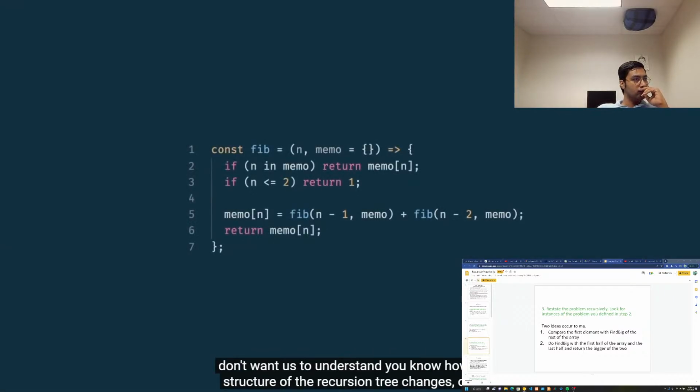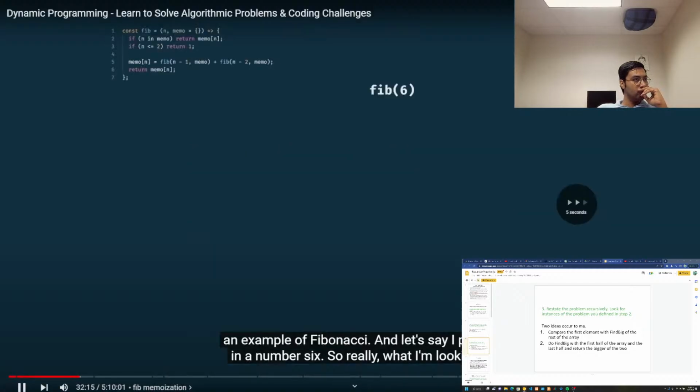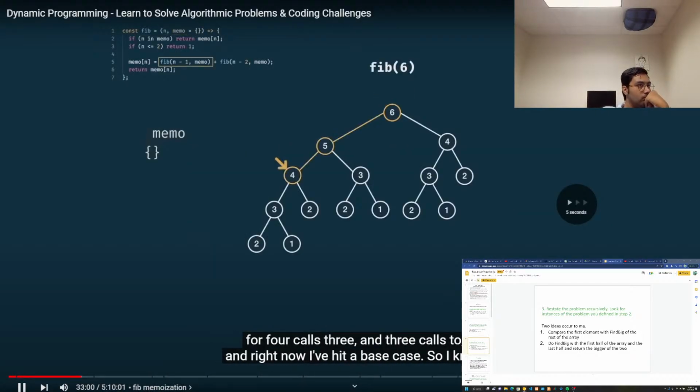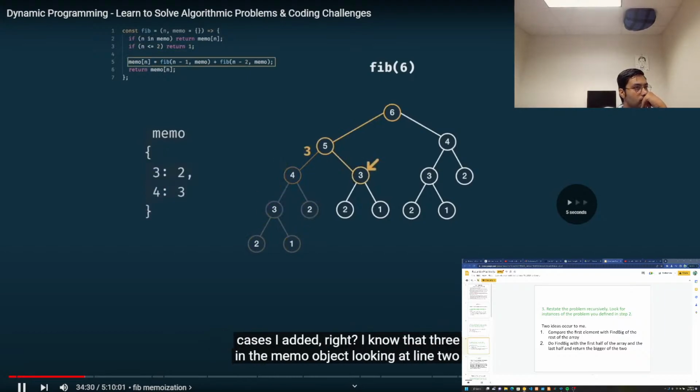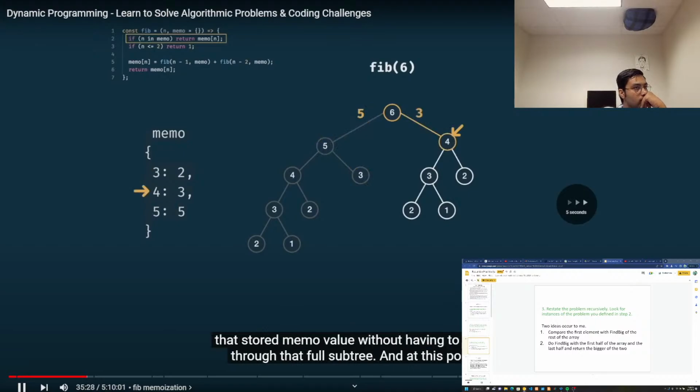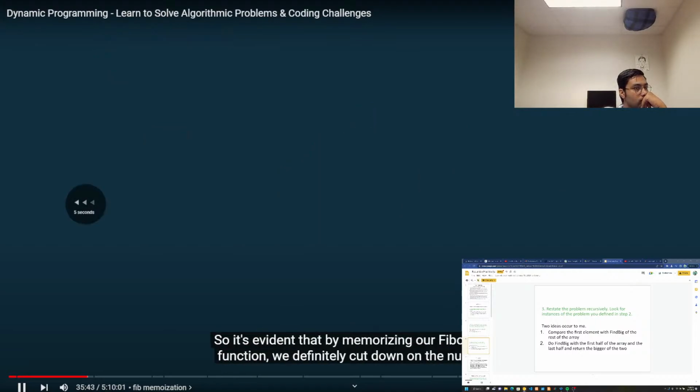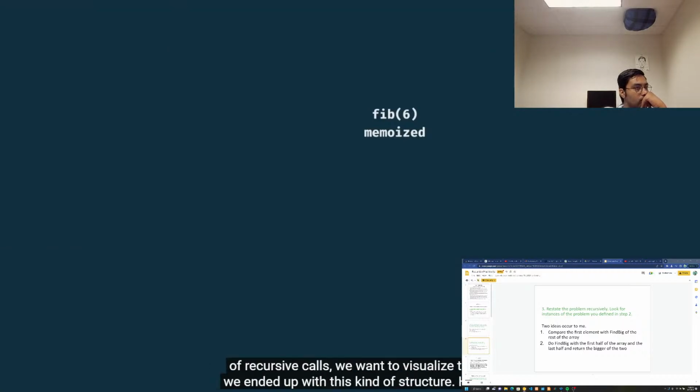However, I really want us to understand how the structure of the recursion tree changes once we implemented this memoization. Once we add a value to my memo, I can fetch it for the rest of the recursive calls. It's evident that by memoizing our Fibonacci function, we definitely cut down on the number of recursive calls. We wanted to visualize that, and we ended up with this kind of structure.